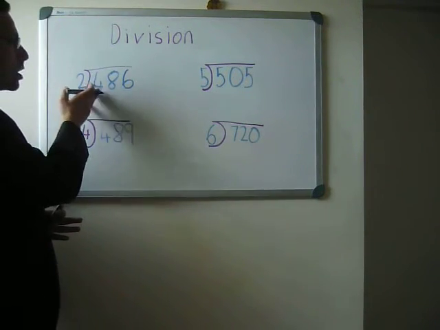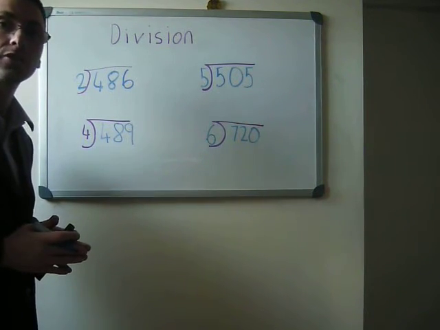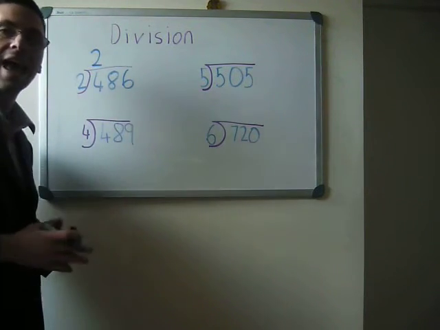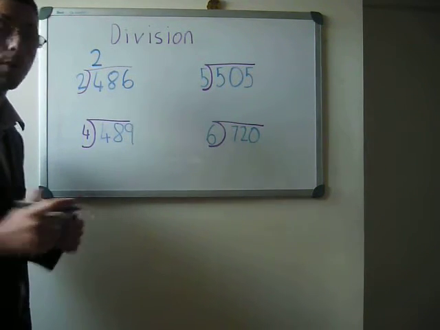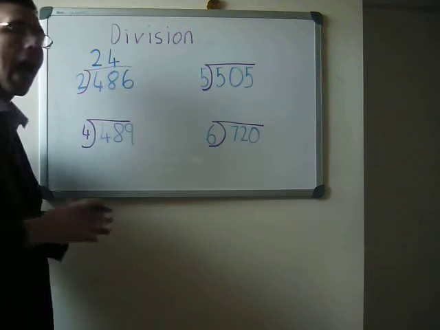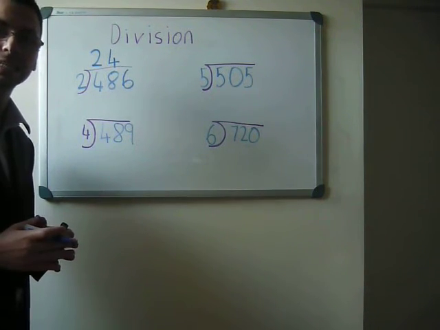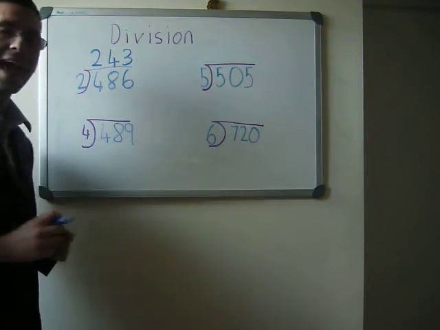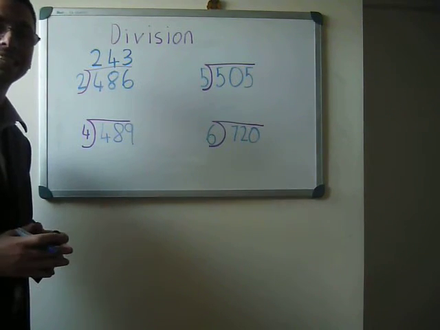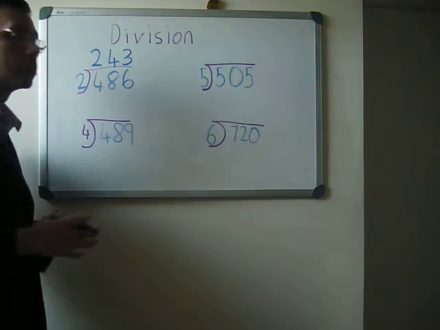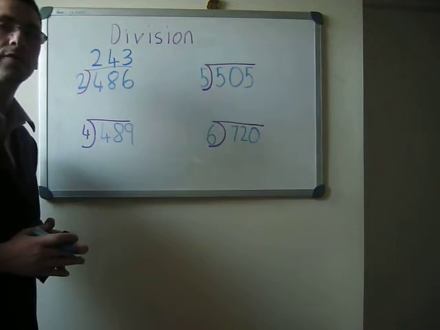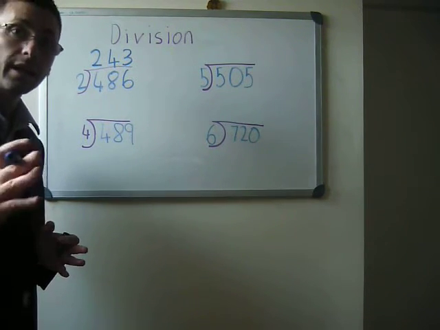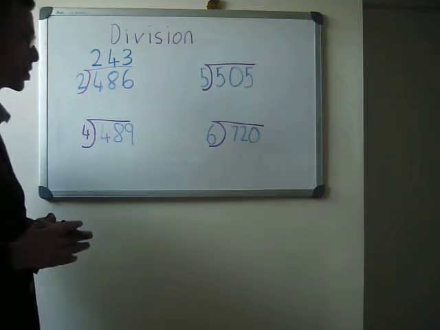How many 2's are in 4? The answer is 2. How many 2's are in 8? 4. Well done, you got it. How many 2's are in 6? 3. There are 3 2's in 6. So the answer, 486 divided by 2 equals 243. If you found that a bit tricky, let's move on to the next activity, the next question.